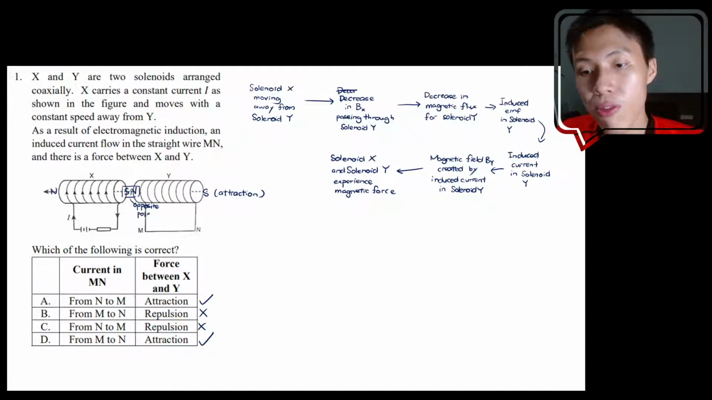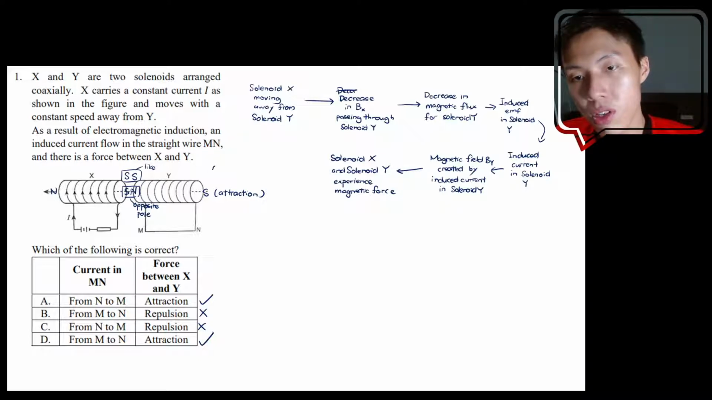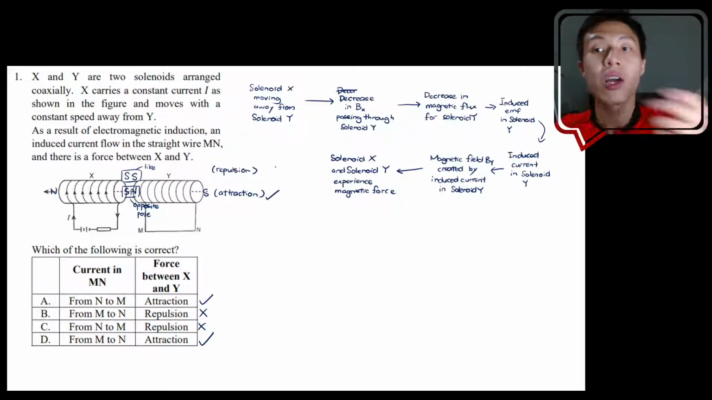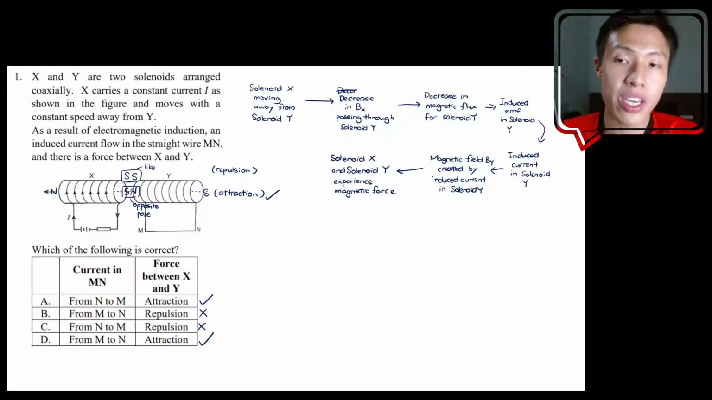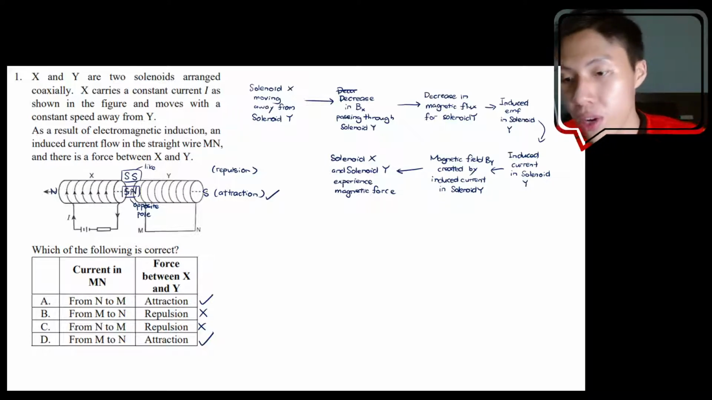If you want a repulsion, then you have to create the south pole over here. Then it will be like poles, and it will cause a repulsion. But in this case, attraction is what we want. We want to oppose solenoid X from moving away from solenoid Y, so we want an attraction. That's why what we need here is a north pole on the left of solenoid Y and a south pole on the right of solenoid Y. This is what we want.